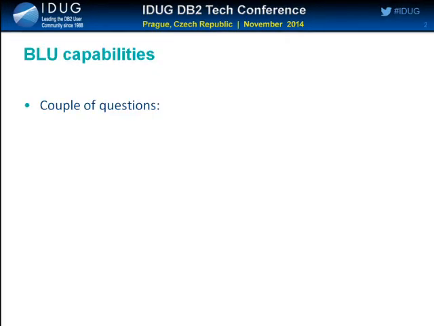I need to ask you, the audience, a couple of questions first, just to gauge where we're going to go with this. So if you could just give me a show of hands, how many people are actually aware of BLU Acceleration, in particular column organised tables? Okay, it's pretty much half. I'll do a couple of quick slides, very, very simple, just to make sure we're all on the same page as far as that goes.